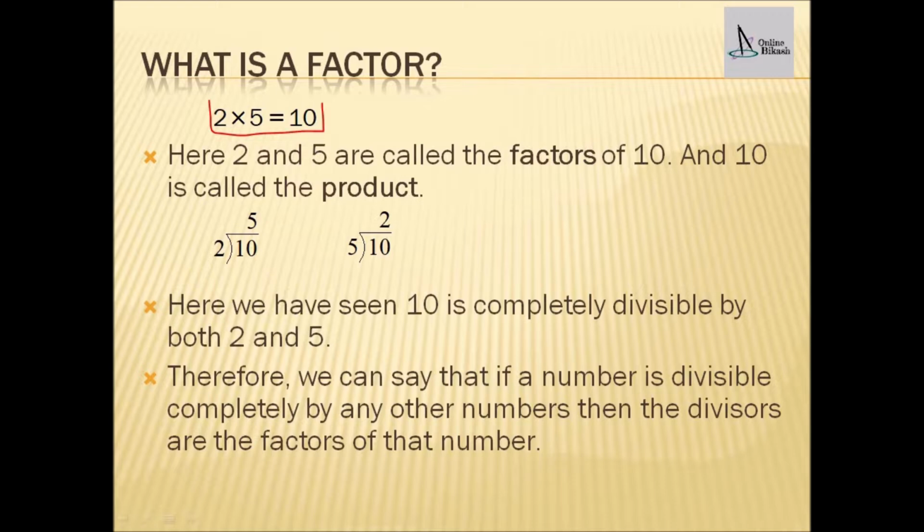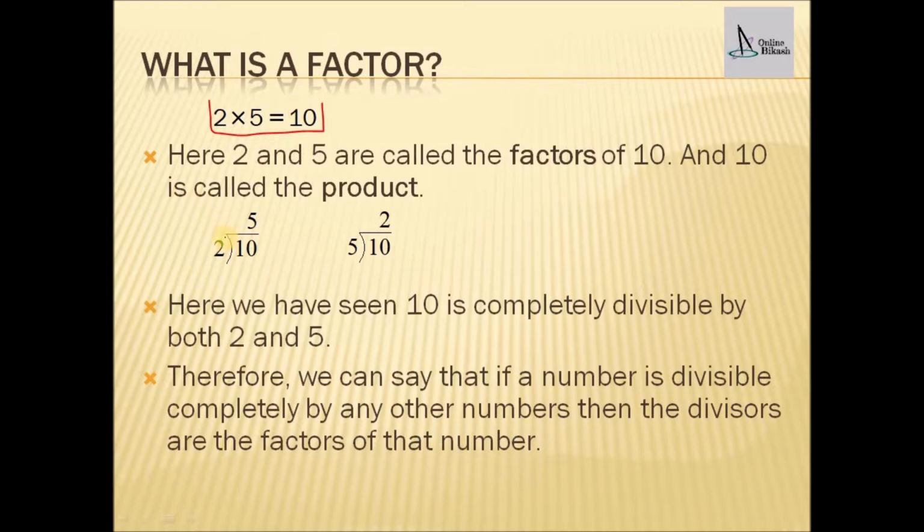Whenever you are multiplying numbers to get a number, that is called the product, and the numbers that you multiplied are known as factors of that product. Say 3 into 4 equals 12. In this case, these 3 and 4 are the factors of 12.